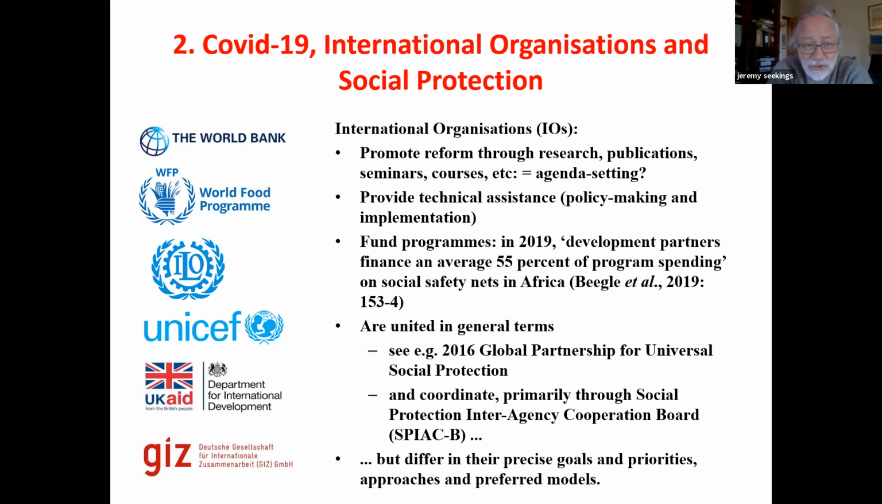But international organizations actually differ quite substantially in what they think social protection should be doing. They have different approaches, different goals and priorities, and different preferred models. So although they all say they're in favor of social protection, what they actually favor differs quite a lot from one organization to another. And we'll see that that has an impact now.